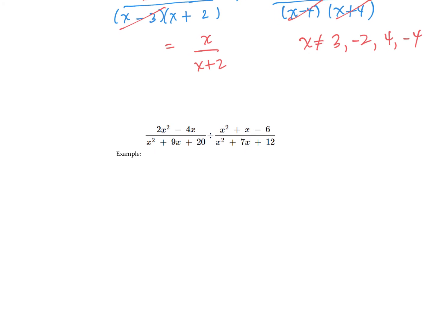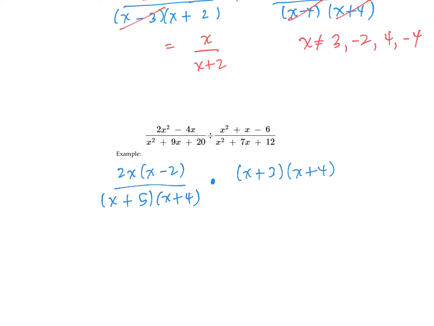Okay, in this example, let's again factor. So multiplying and dividing is fairly straightforward. You just factor and reduce. So in the top, I see a common 2x. In the bottom, it's a simple trinomial. 5 times 4 is 20. 5 plus 4 is 9. I'm going to reciprocate, so I'm changing division to multiplication. So this factor is going to go on the top.